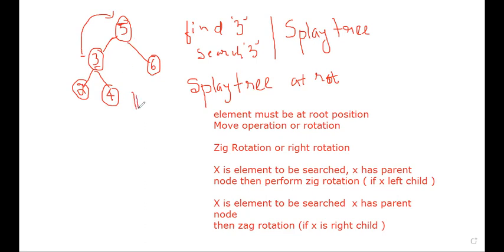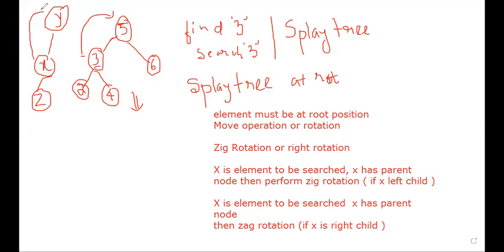By doing this, the element 3 is rotated, or moved over the root. In general, say X is the element and Y is the parent of X, and there is a Z. Like this is the tree. Suppose X is the element you want to search, Y is the parent node, and Z is the child node of X.